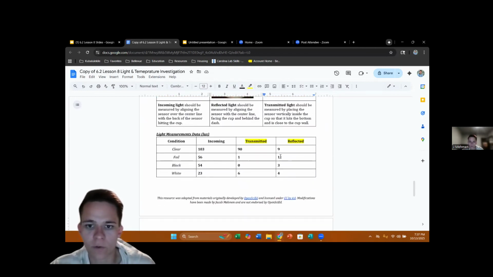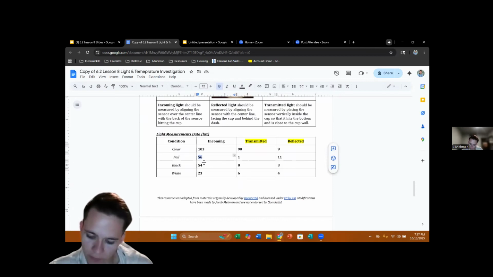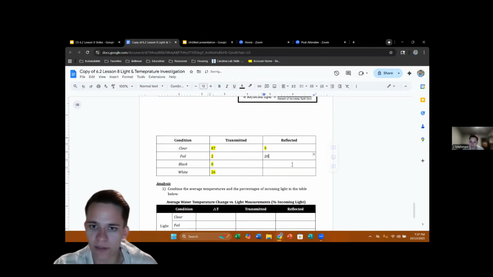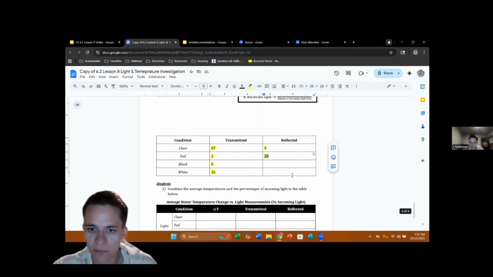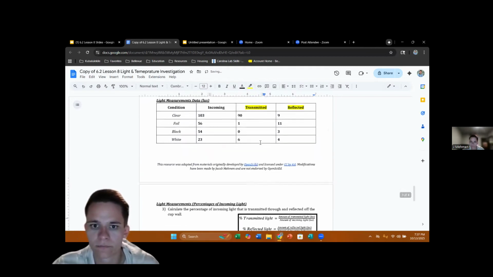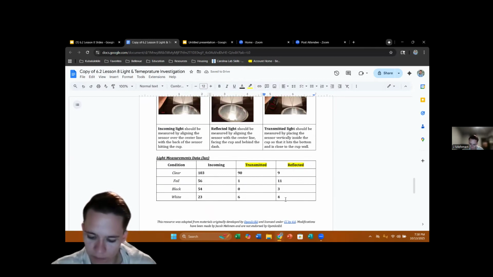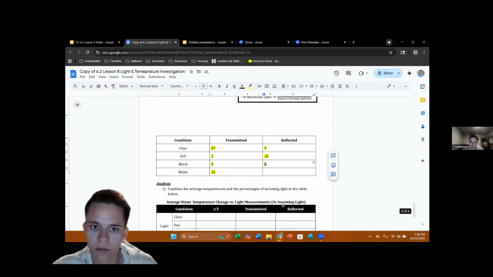Let's do reflected for foil. So I'm going to take this 11 divided by 56, 11 divided by 56 times 100, and that's going to give me about 20%. Then we can do 3 divided by 54 times 100, and that gives me 6%. And then we can go 4 divided by 23 times 100, and that gives me 17%.